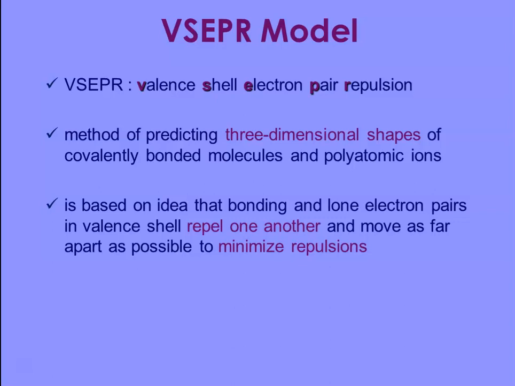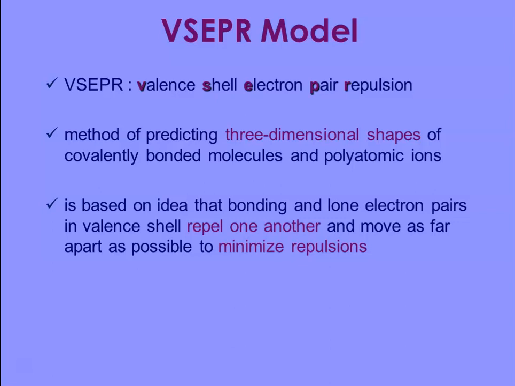VSEPR is going to describe what these molecules look like if we were going to see them in 3 dimensions, how these electron pairs are going to minimize repulsions between one another. So it allows us to predict 3-dimensional shapes. VSEPR stands for valence shell electron pair repulsion. And the idea behind this is that these electron pairs, whether they are bonding or lone electron pairs, repel one another and want to minimize how close they get to one another to reduce those repulsions.